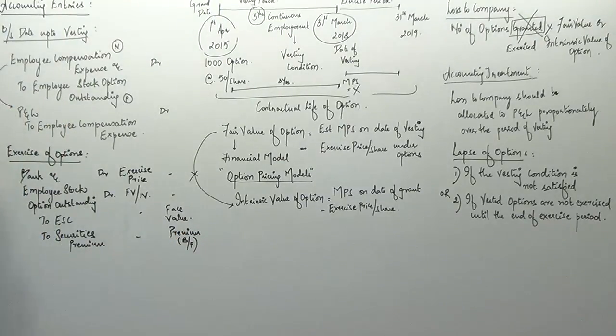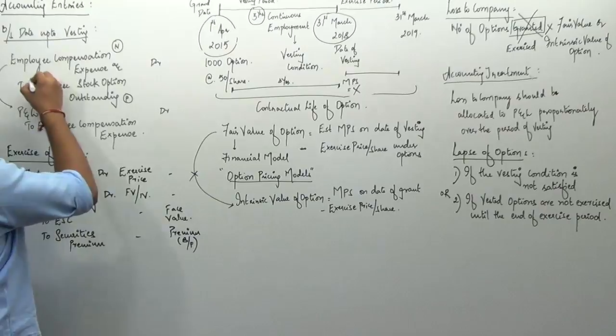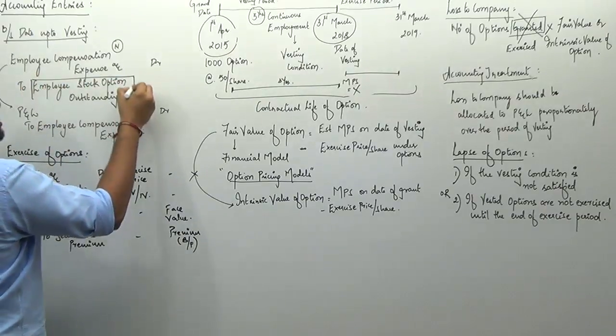Always put the premium as the balancing figure, it will be easier. Now, whatever entries I have given just now are for the employee stock option plan. What if it was a stock appreciation right? If it was a stock appreciation right, then this provision name will change.